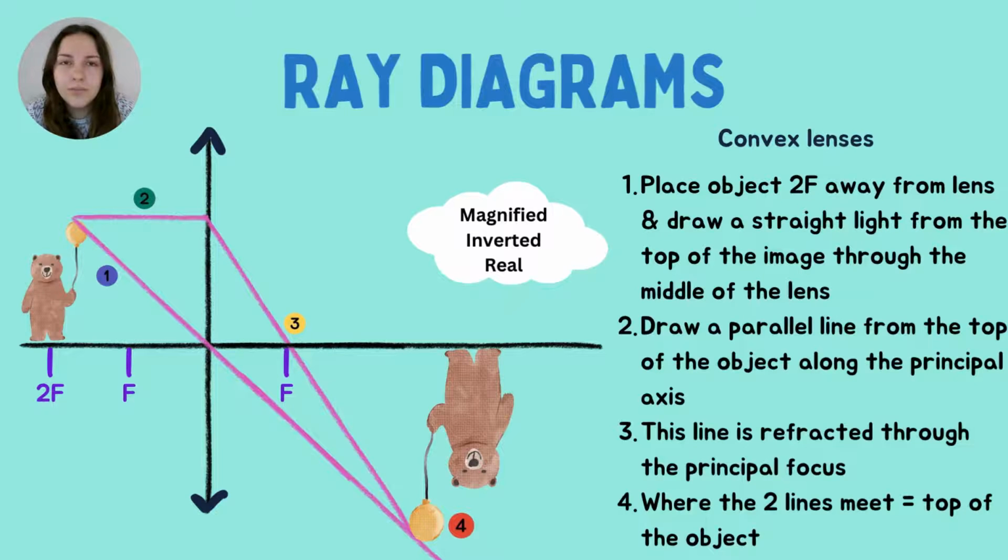The first thing you want to do is place the object that you are using 2 focal points, or 2F, away from the lens itself. And I've simply done that by drawing the lens, which is convex. So we have an arrow that's essentially double-sided, with the arrows pointing away. That's representing the convex lens.